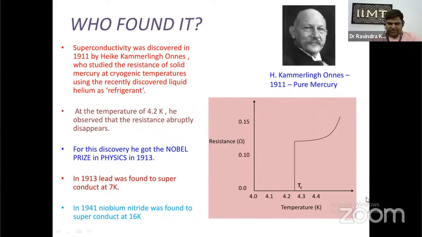You can see this graph of mercury. When temperature is decreasing, then resistance is decreasing, decreasing, and decreasing. And at 4.2 Kelvin, we get an abrupt change in its resistance. Means resistance disappears at this temperature. This temperature is known as the critical temperature. And at this temperature, it becomes a superconductor.